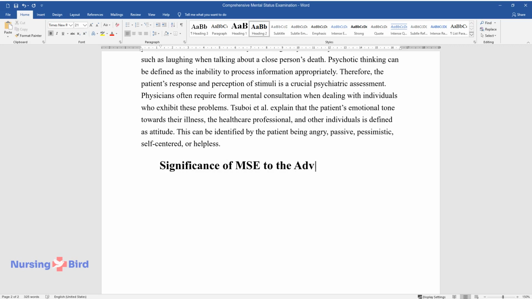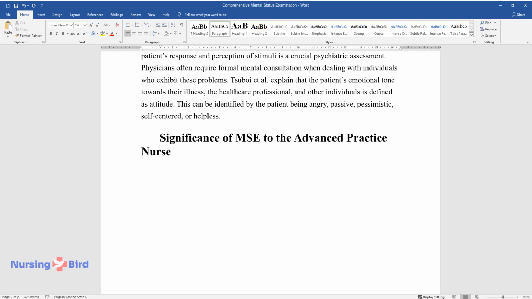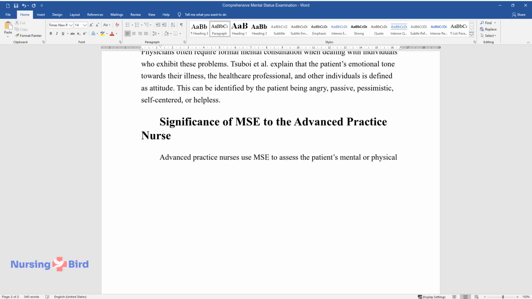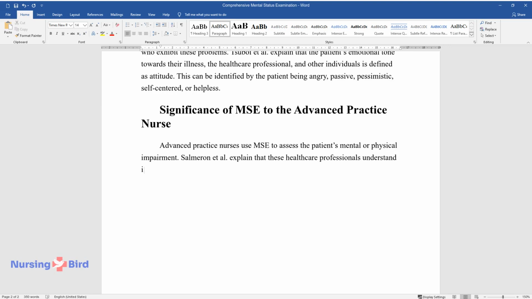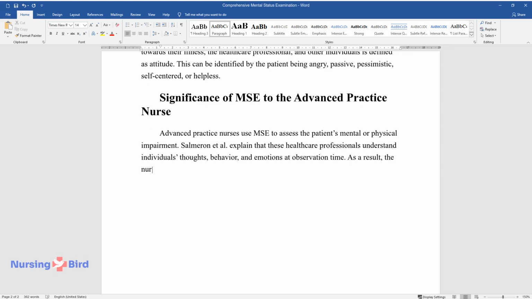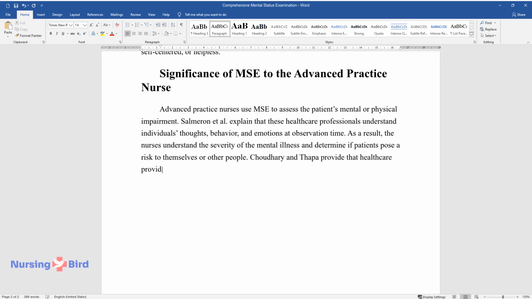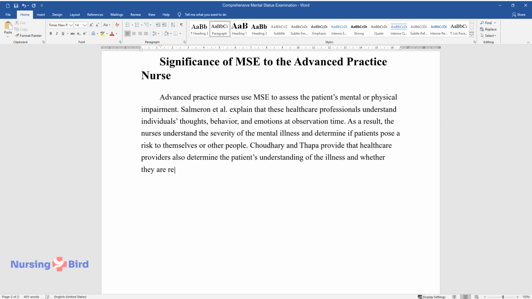Significance of MSE to the advanced practice nurse. Advanced practice nurses use MSE to assess the patient's mental or physical impairment. Salmeron et al. explain that these healthcare professionals understand individuals' thoughts, behavior, and emotions at observation time. As a result, the nurses understand the severity of the mental illness and determine if patients pose a risk to themselves or other people. Choudhary and Thapa provide that healthcare providers also determine the patient's understanding of the illness and whether they are ready to get help or suffer in silence.